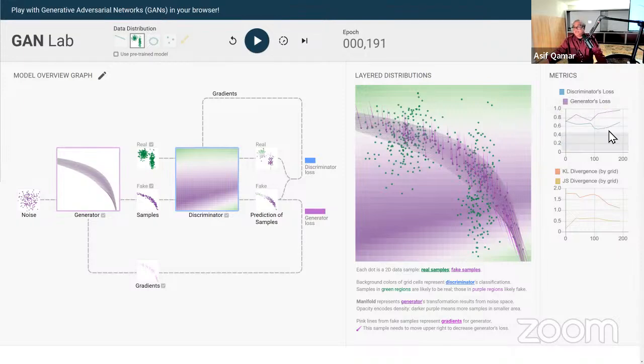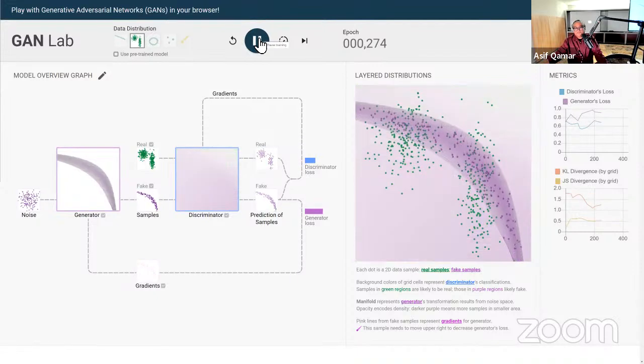What about discriminator loss? The discriminator is now beginning to get confused. Its loss is increasing. The cop is beginning to get confused. Do you see that, guys? And now let's play this game a few more epochs and observe what it is doing now.